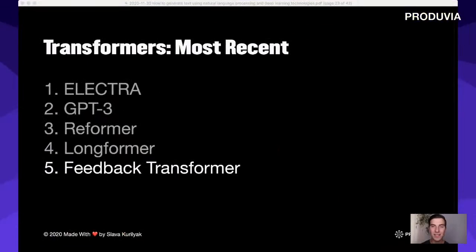So if you have custom data sets, or you are looking to achieve a specific outcome, a specific use case for generating text, then these latest architectures, Electra, GPT-3, Reformer, Longformer, and Feedback Transformers, are a potential fit for you. So I've mentioned to you so far 5 of the most popular and 5 of the most recent. And now I want to get into the question.